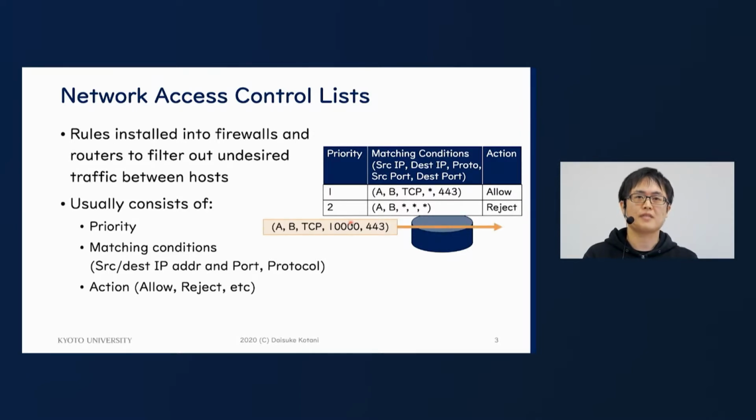For example, in this table, the highest priority packet meets the matching conditions of source IP address A, destination IP address B, protocol TCP, and destination port 443, so the packet will be allowed, and other priority packets will be rejected. Under this rule, the orange packet will be forwarded via router, whereas the red packet meets the reject conditions, so it will be blocked by a router. This is how it works.